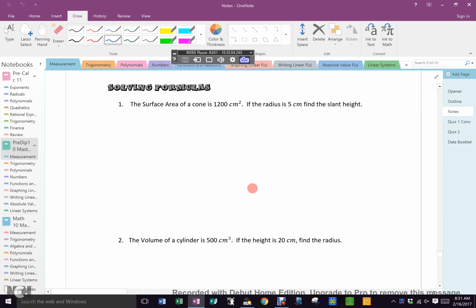Okay, so you need the surface area of the cone, which you all know. If you don't know it yet, you have it on your sheet. It's pi r squared plus pi r slant. Yes?